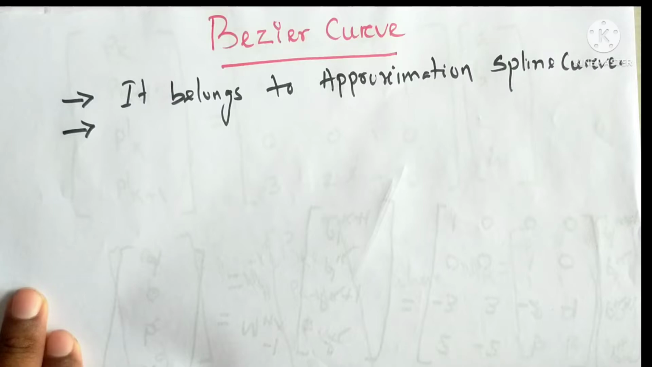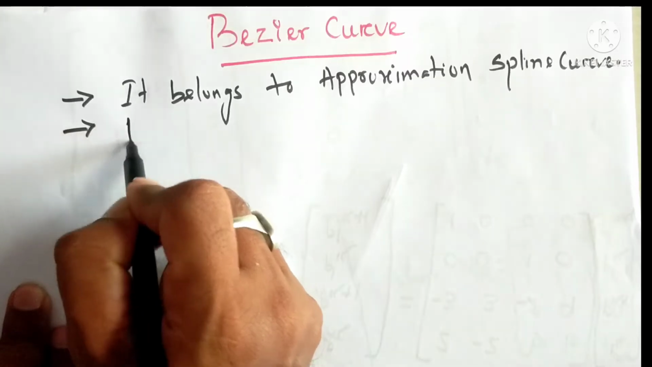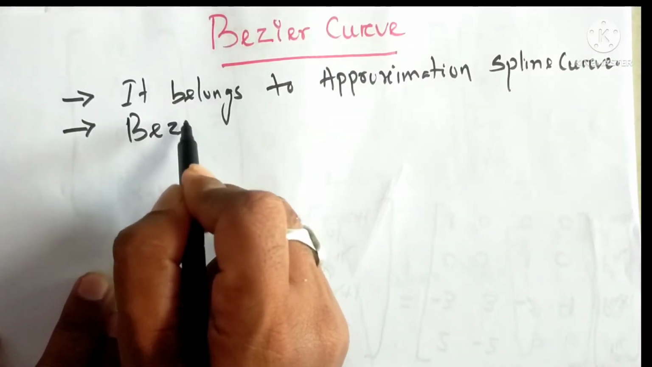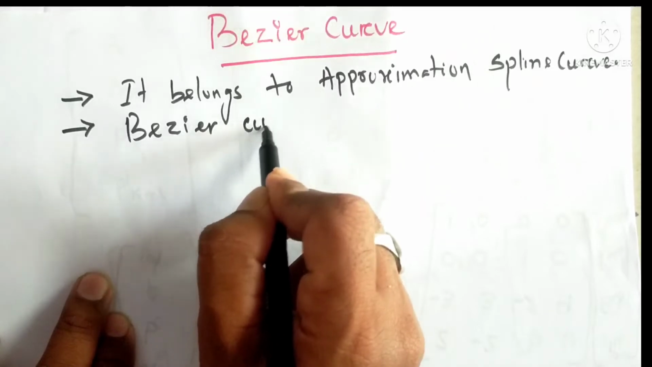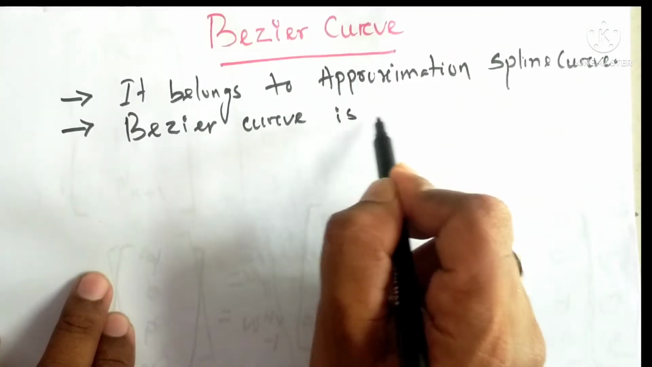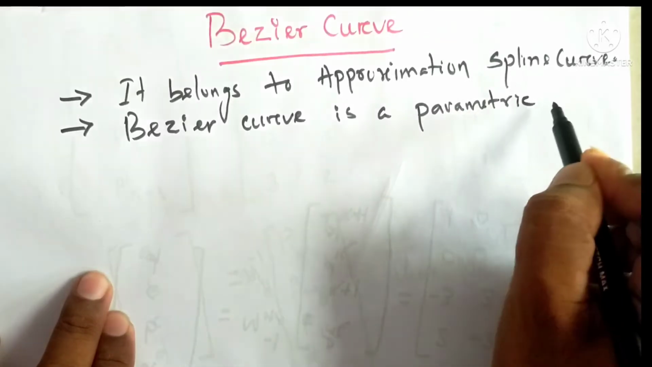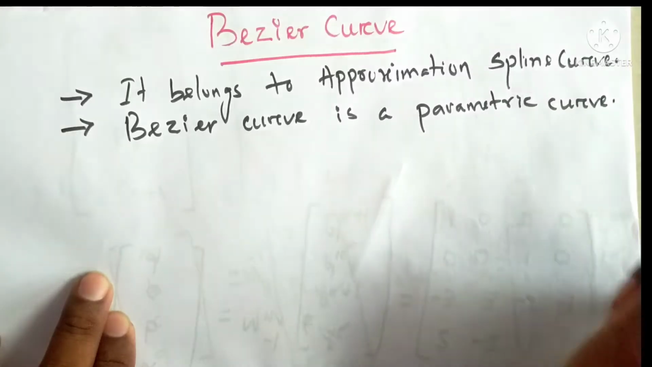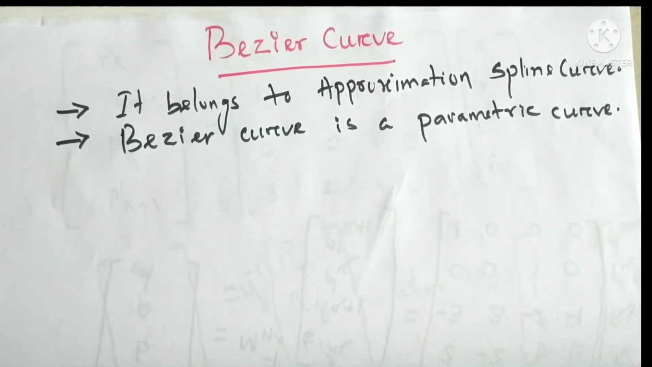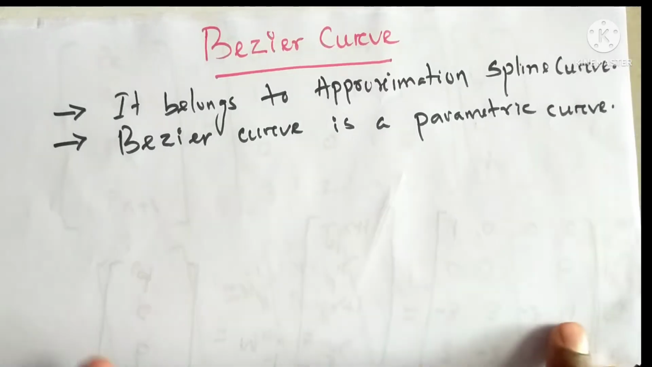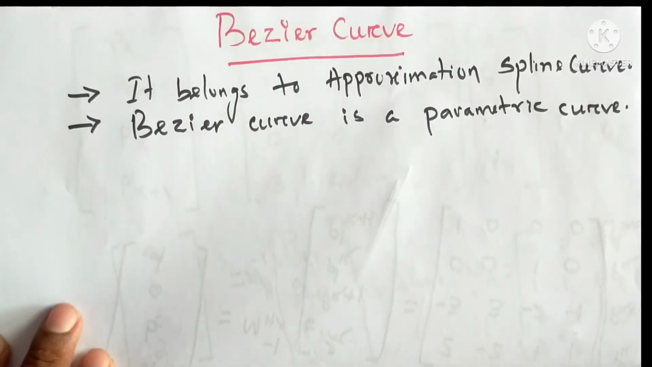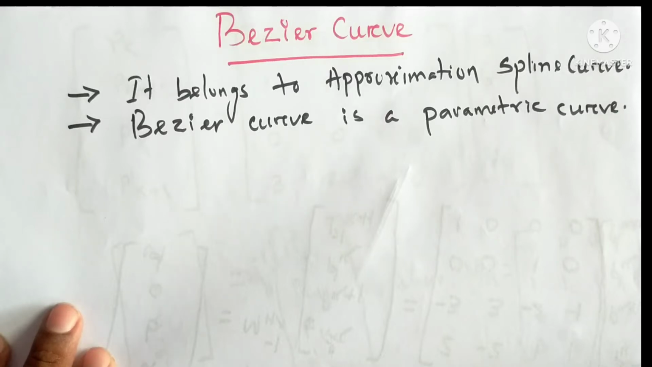Second point, we can say that Bezier curve is a parametric curve. If it is a parametric curve, definitely it will depend on a parameter. The Bezier curve will be called an n-degree polynomial curve, provided it consists of n plus 1 control points.